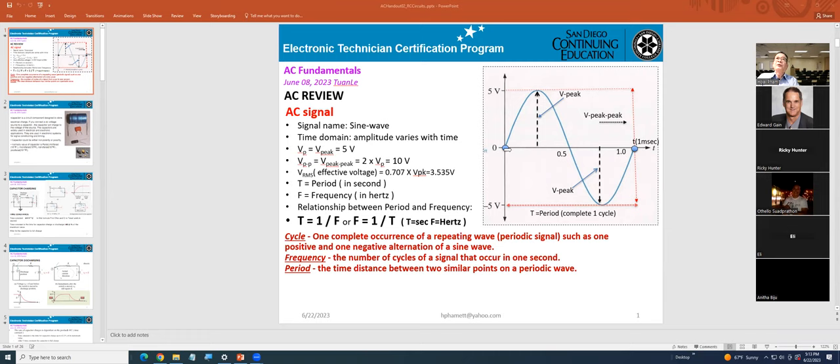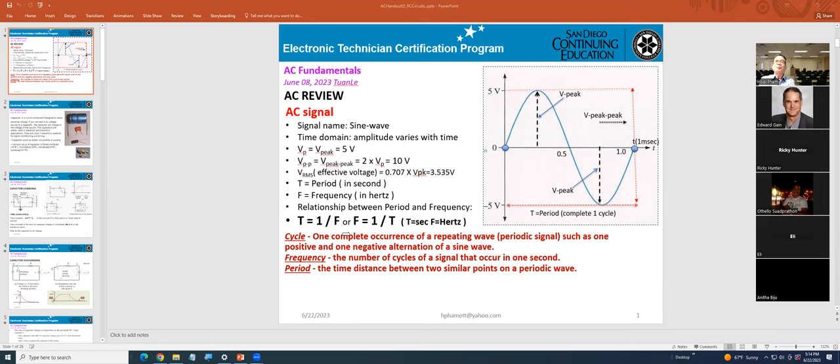And from the zero here, they go up, okay? And when they go up again, that completes one cycle. We go up, period. Okay, that's a period in second, okay? F means the frequency, okay? Unit will be in hertz. So you get the formula T equal 1 over F, or F equal 1 over T. T is period, F is frequency. And in this formula T must be in second, and F have to be in hertz.